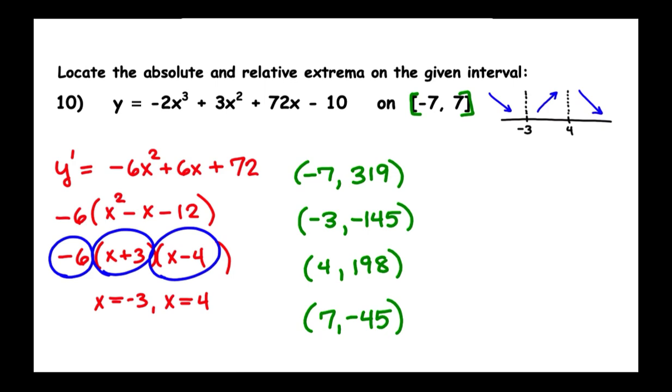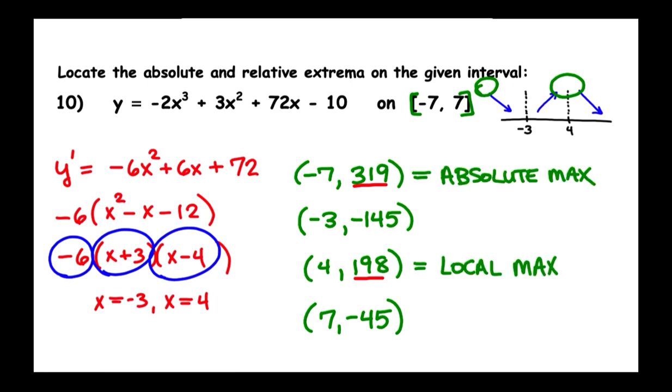First of all, let's find the absolute max. I like to do the absolutes first. The absolute max would be either here at 4, because that's a max, or maybe in the beginning at -7. So we compare the two numbers, the two y-coordinates, I should say. And you can see that the -7 wins out. The 319 is higher than the 198. So therefore, -7, 319 is the absolute max, and the 4, 198 is just a relative or local max.